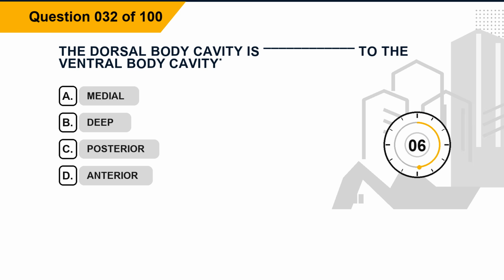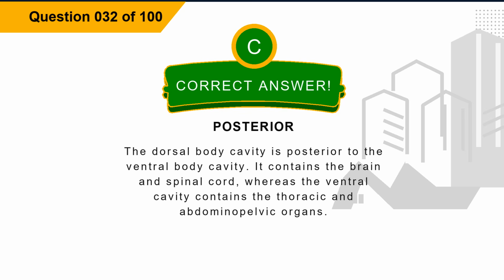Question 32. The dorsal body cavity is blank to the ventral body cavity. Option A, medial. Option B, deep. Option C, posterior. Option D, anterior. The correct answer is option C, posterior. Explanation. The dorsal body cavity is posterior to the ventral body cavity. It contains the brain and spinal cord, whereas the ventral cavity contains the thoracic and abdominopelvic organs.